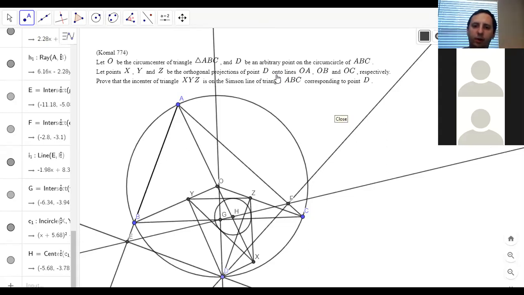So the chat says, do a homothety with ratio 2 and prove it lies on the Steiner line. All right.